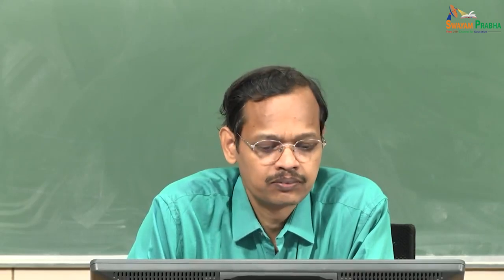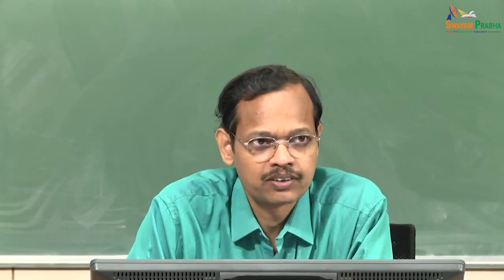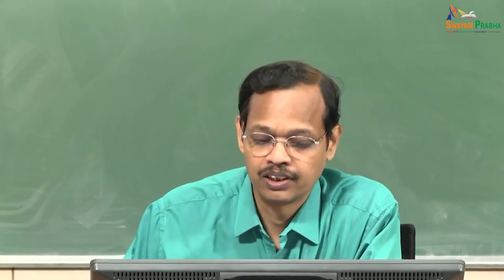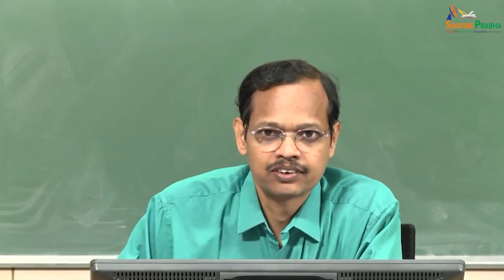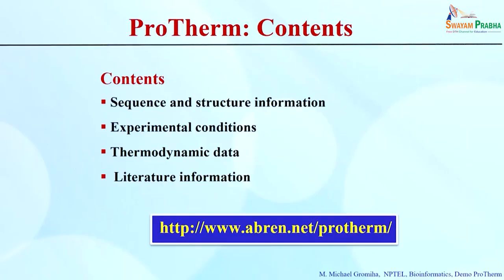Demonstration on ProTherm, the thermodynamic database for proteins and mutants. As we discussed earlier, ProTherm contains information on sequence and structure, experimental conditions, thermodynamic data, as well as literature information for different proteins and their mutants. The major aspect of ProTherm is the thermodynamic data, supplemented with all the other information. You can access ProTherm at the website abren.net/protherm, and I will explain the utilities and how to retrieve data from ProTherm.